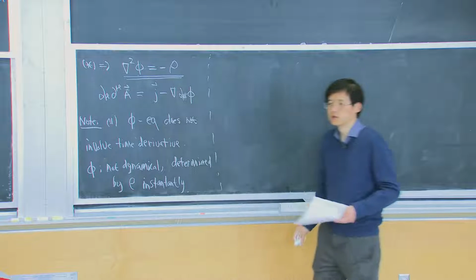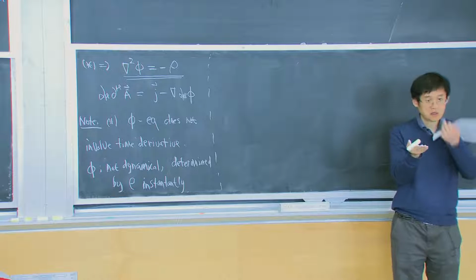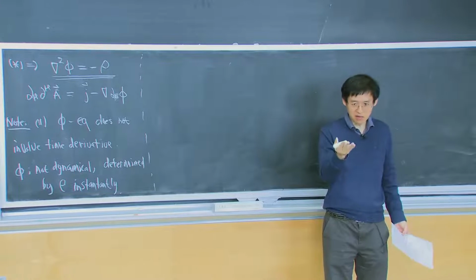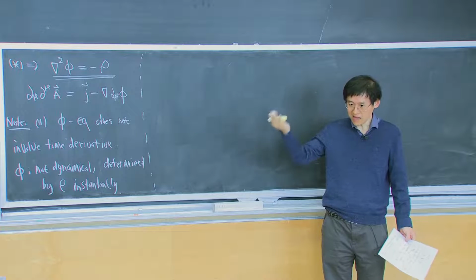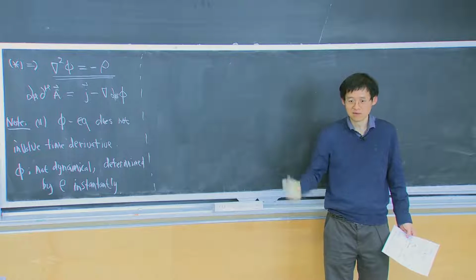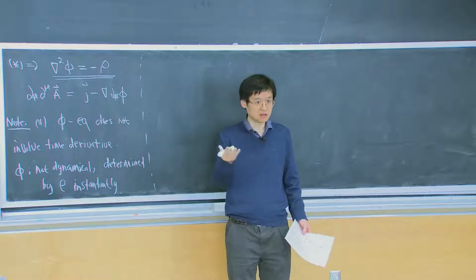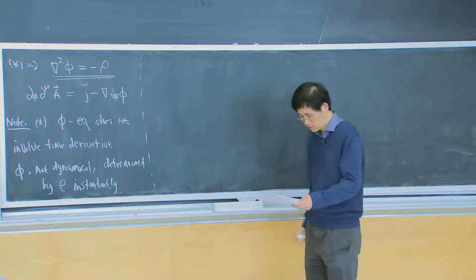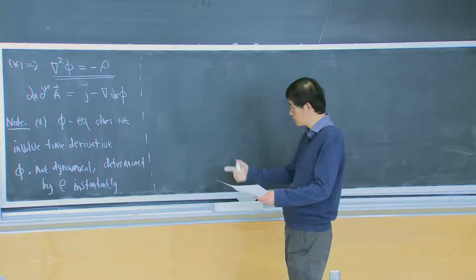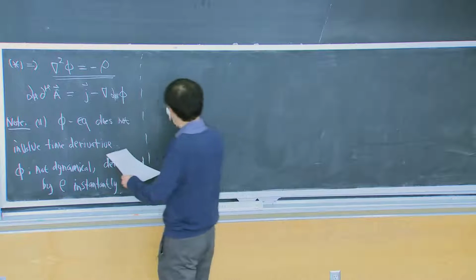Okay, so this means that the configuration of phi at a given time is just determined by the configuration of rho exactly at that given time. Okay, and there's no dynamics in the phi itself. There's no time derivative in phi. So this is first.